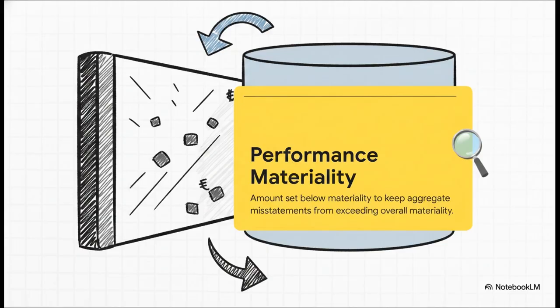Let's say overall materiality is 100,000 rupees. Well, we might set performance materiality lower at, say, 70,000 rupees. Why? To ensure that a bunch of tiny, undetected 5,000 rupee errors don't accidentally aggregate together and blow right past our overall limit. Make sense?